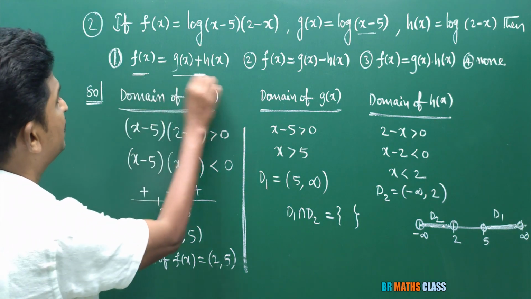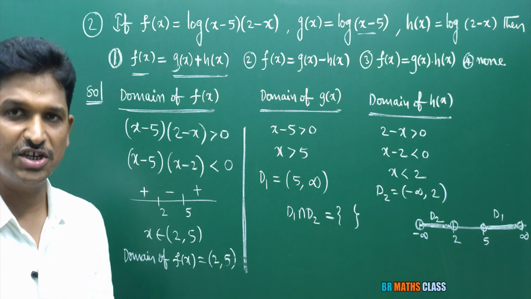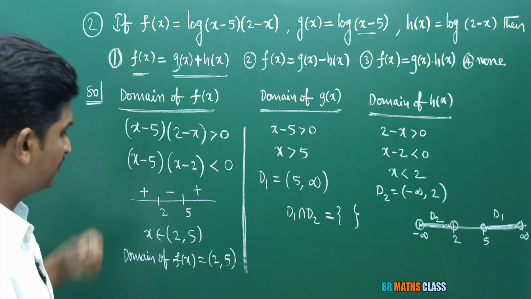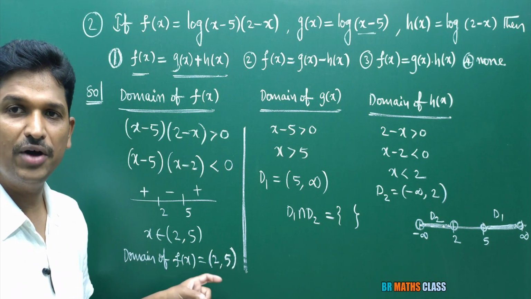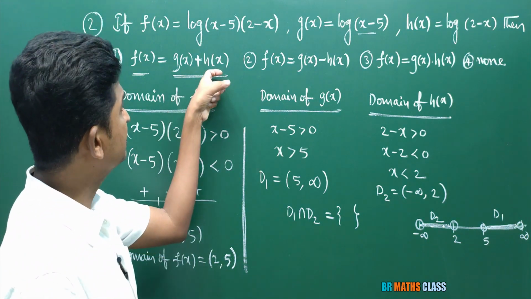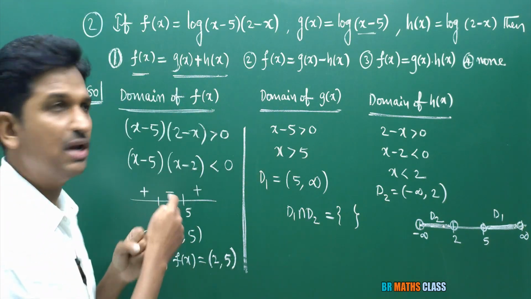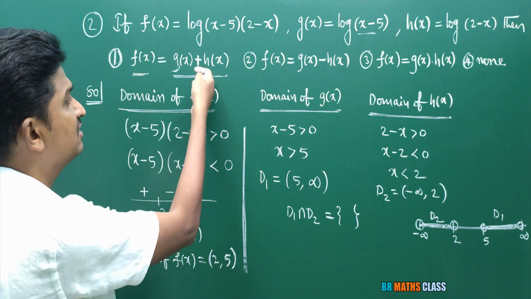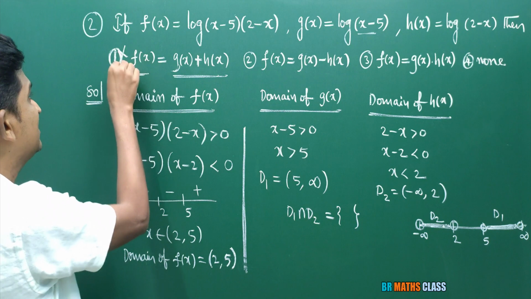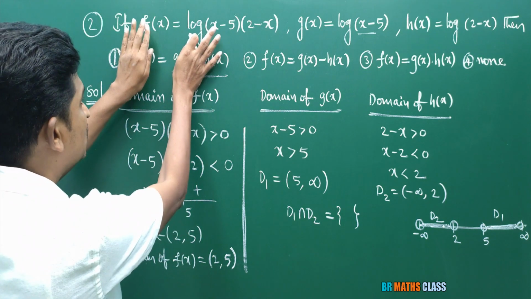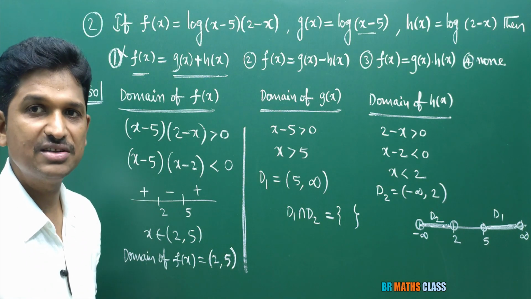Two functions, this is one function, this is another function. When we say two functions are equal, their domains are equal and their functional values are equal. What is the domain of f of x? You observe here, the domain of f of x is the open interval 2, 5. What is the domain of g of x plus h of x? Null set. These two functions are equal means their domains must be equal. But this domain is the open interval 2, 5. This domain is the null set. From that, we can easily say that this doesn't hold good. These two functions are not equal. If two functions are equal, their domains must be equal. I hope you are understanding.